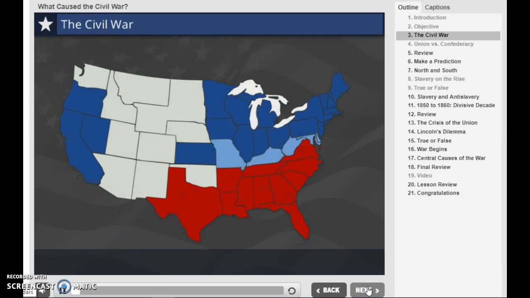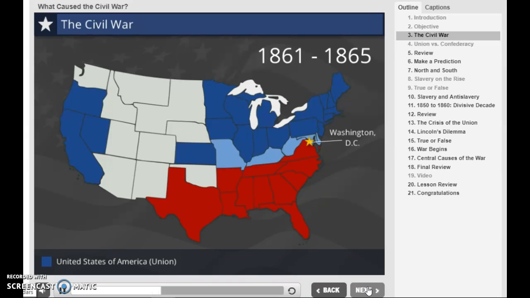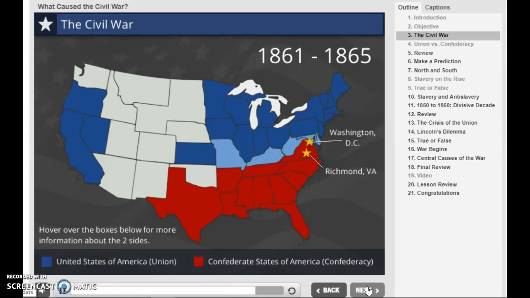The Civil War, America's bloodiest conflict, raged for 4 long years, from 1861 to 1865. During that time, our nation was divided into two: the United States, or Union, seen here in blue, and the Confederate States, or Confederacy, seen here in red. A civil war is different from other wars because the people of a nation are fighting one another instead of a foreign enemy.